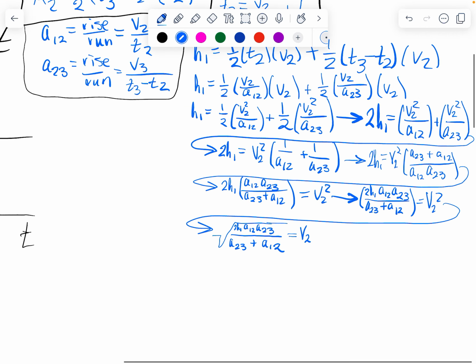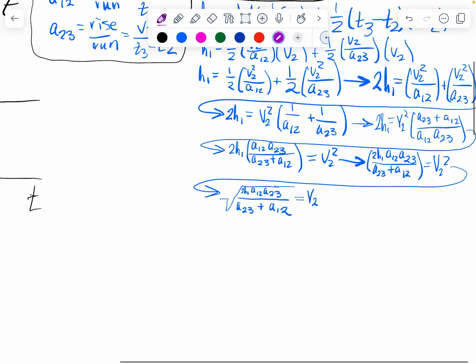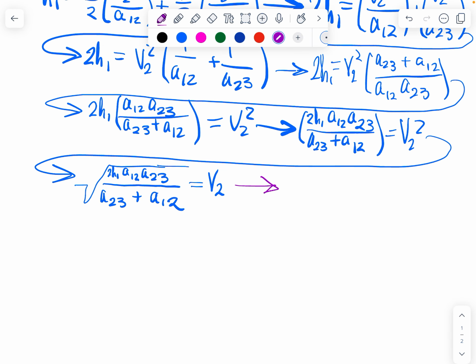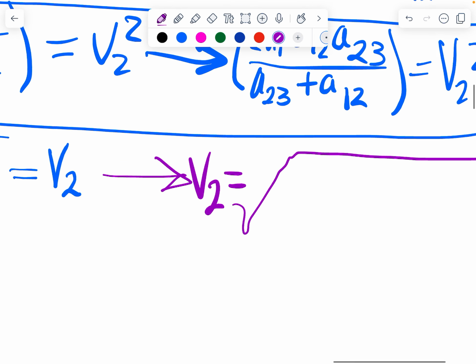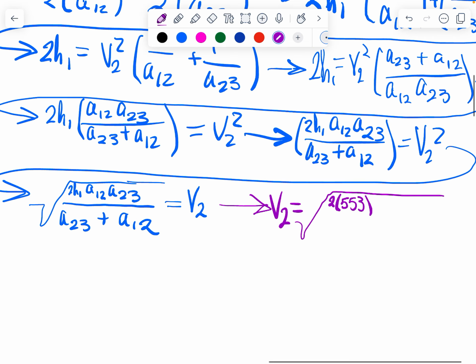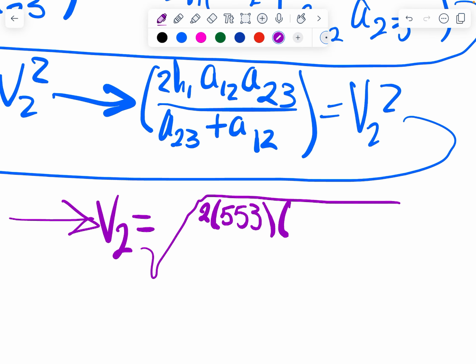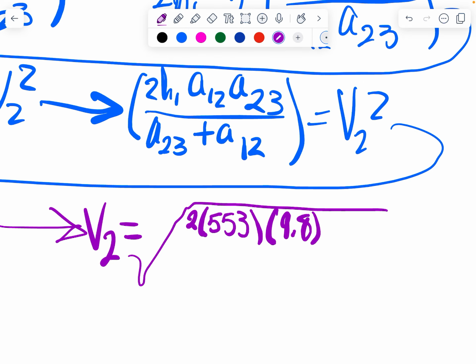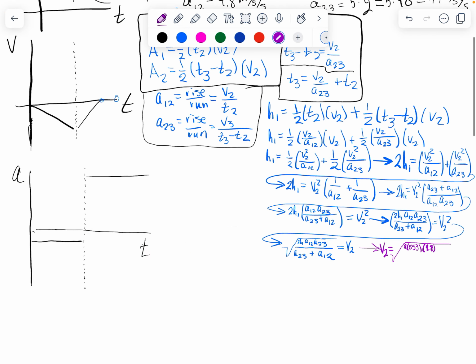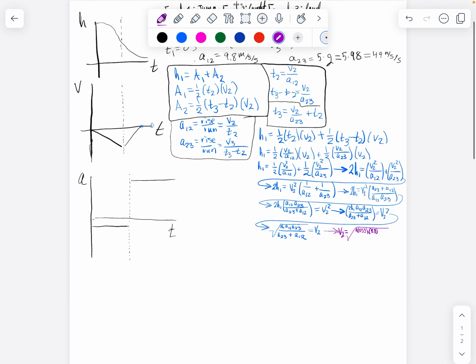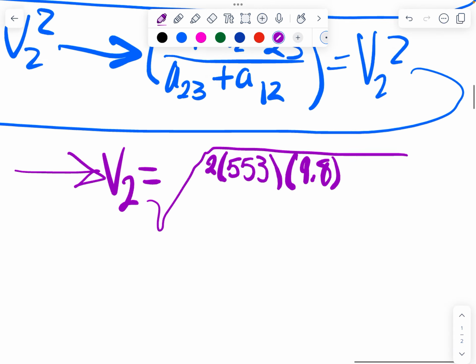So now all we want to do is plug in numbers. For this part, I'm going to change colors just to make it a little easier to read. So V2 equals what? We know we have 2H1, so let's write our square root. What's 2? So 2. What's H1? 553. We know that, one of the staple numbers in this. And what's A12? We know that's gravity, as that's the first part of the graph, which is 9.8. And then we have A23. What is A23? That's 10 times gravity, and we can see that's 49 meters per second when we look back. So we're going to write 49.